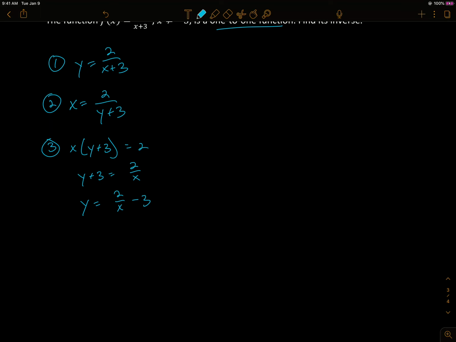And now for step 4, I'm going to write it in function notation because I was able to solve for one single equation. Step 5, I have to note any domain restrictions. So if I think about the domain of this function right here, I can never divide by 0, right? So I know that x cannot be 0. So that's going to be our domain restriction.